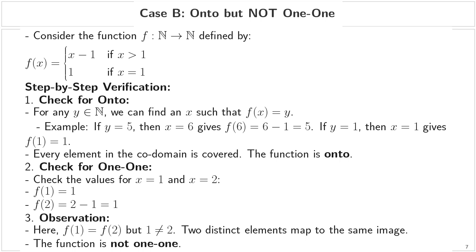In other words, two distinct elements from the domain map to the same image in the codomain. Therefore, the function is not 1-1. This example is crucial because it proves that for infinite sets, the equivalence we saw with finite sets completely breaks down. A function can be surjective without being injective. We will now move to the next slide to summarize these key differences in a comparison table.